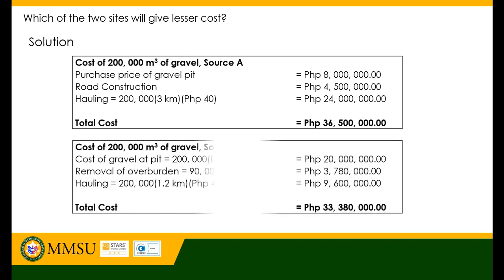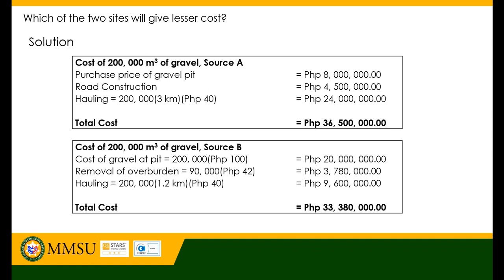Okay? And for source B, cost of gravel at pit. So, sa source A kasi bibilhin mo yung pit mismo. Pero sa source B, bibilhin mo per cubic meter. So, 200,000 times 100 pesos per cubic meter. So, that is 20 million. Okay? Mahal pala.